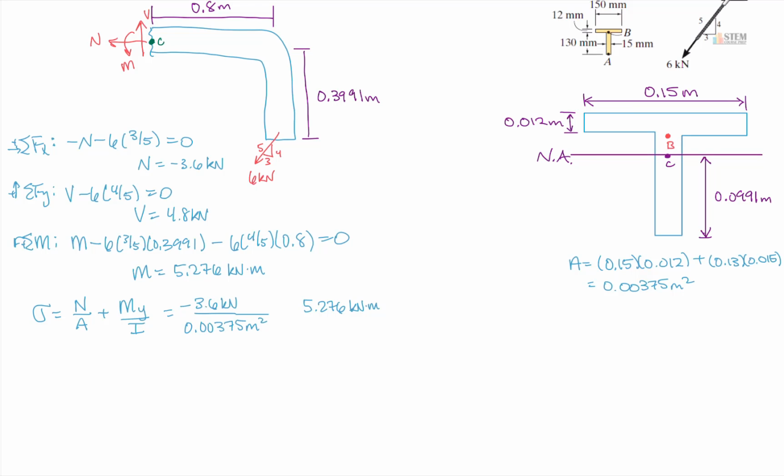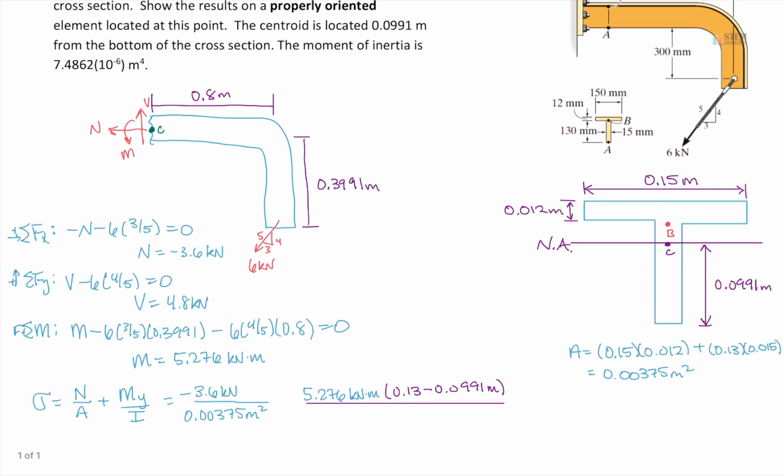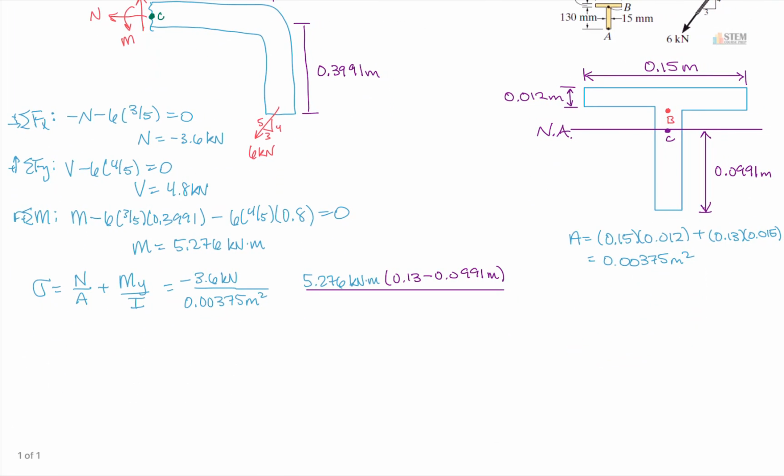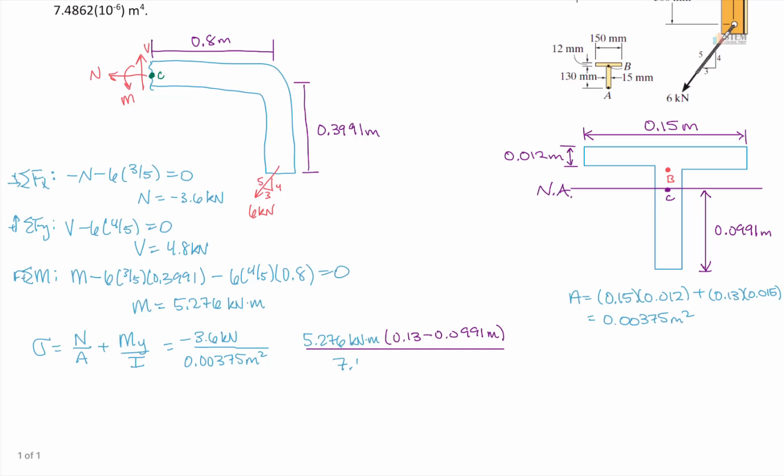Well, if we look up here, the total length has to be 130, right? So that means from here to here is 130, and I know this distance is the 0.0991. So to get this, I would just subtract those values, right? So we're going to multiply by 0.13 minus 0.0991. Oh, we got a different color here. And then let's put that over I. So moment of inertia, I gave that in the problem. What was that? So here it is right here. So we just need to write that value down here. All right, so that's going to be 7.4862 times 10 to the negative 6, and that's meters to the fourth.